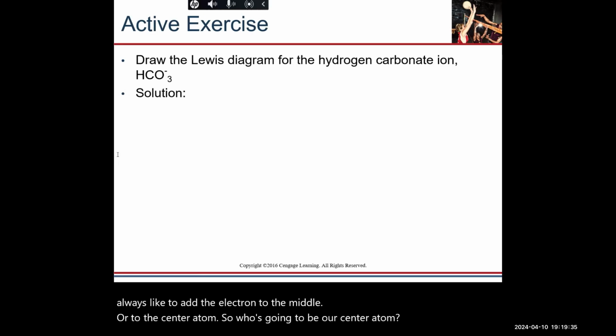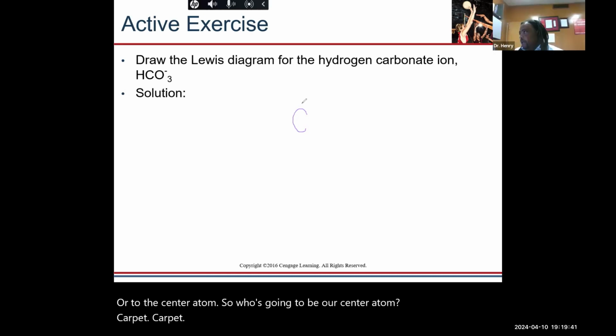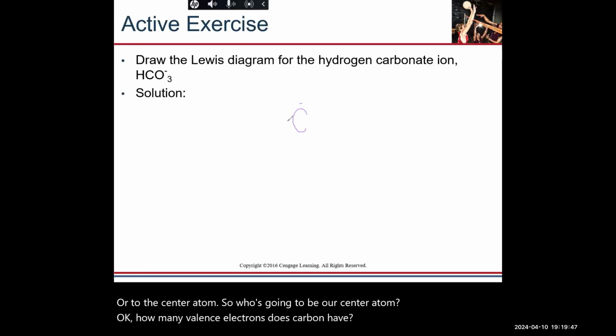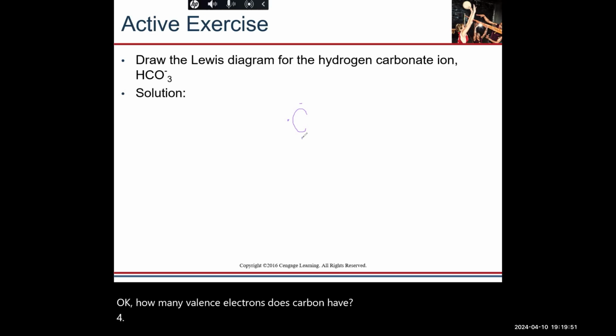So who's going to be our center atom? Carbon. Okay. How many valence electrons does carbon have? 4. What's it called? The one with the weakest electronegativity usually goes in the center, right? That's right. Okay.